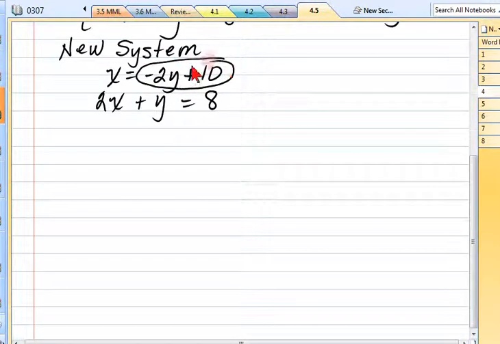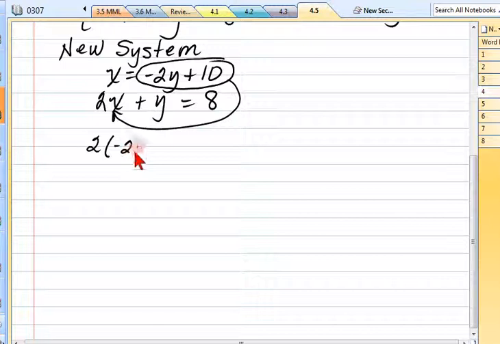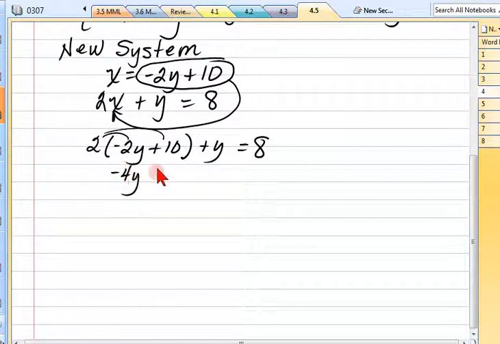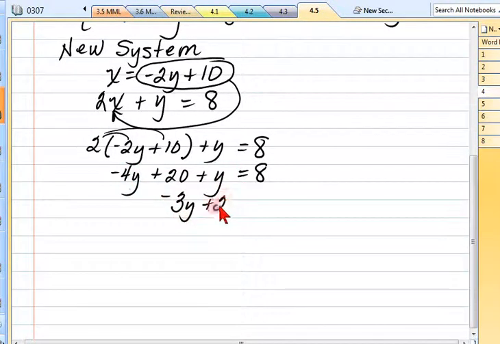This is my modified equation, and I'm going to put it in the place of x like I did in the 4.2 lesson. So that's 2 parentheses, negative 2y plus 10 plus y is equal to 8. Distributive property. 2 times negative 2y is negative 4y. 2 times 10 is 20. Plus y is 8. Negative 4y and positive y is negative 3y plus 20 is 8. Subtract 20.